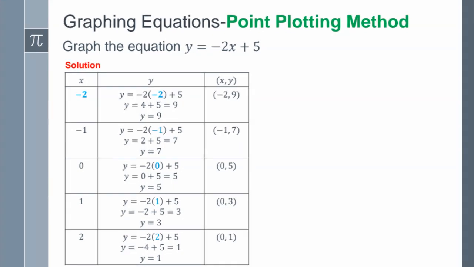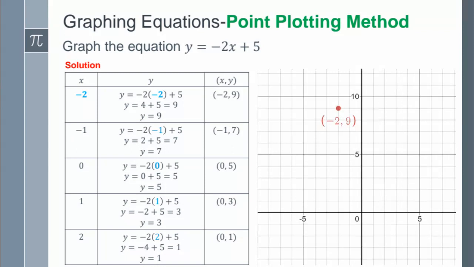This is supposed to be a 1 here. So when x is 1, this is supposed to be 1, 3, guys. I made a mistake here. And when x is 2, this is supposed to be 2, 1. So that's supposed to be 1, and that's supposed to be 2. So these points are 1, 3 and 2, 1.